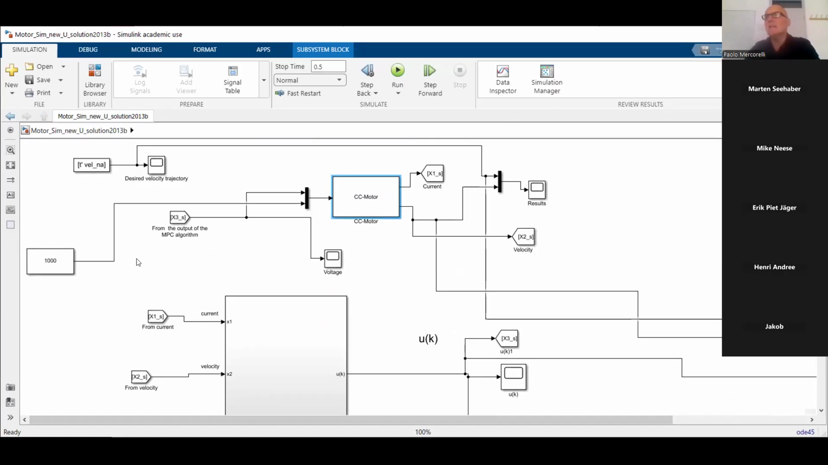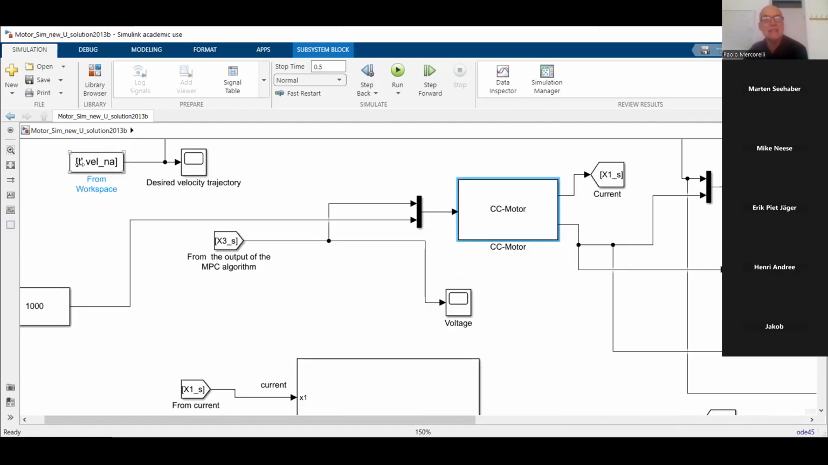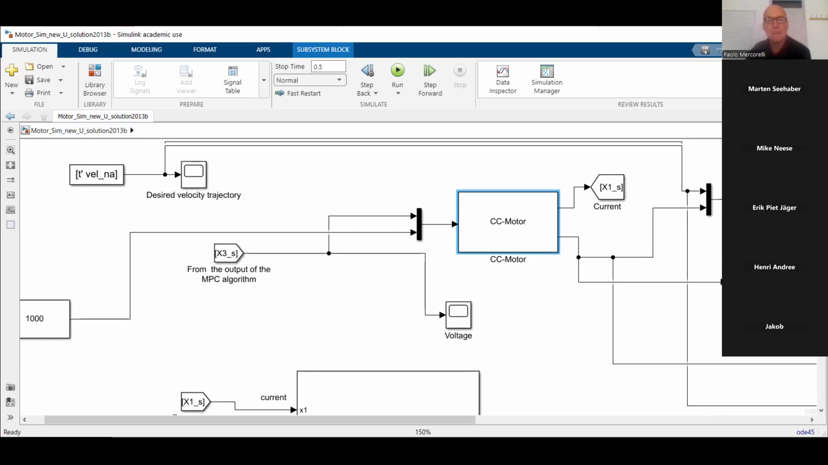Here, basically, if you look at the M file, the MIT file, which is in a data file, you can see that I save inside a vector of the time and a vector of the velocity. I would like to control the system in terms of velocity. This element here is also in the solution. We will see it together.